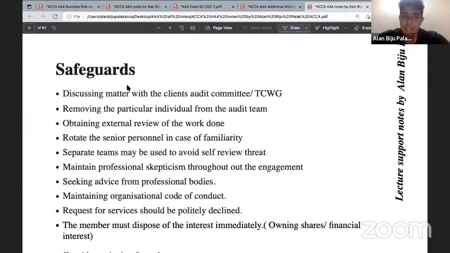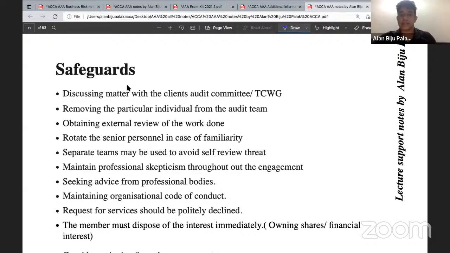So whatever may be the case, when you're having some difficulties or ethical threats, definitely you can talk about that with the client's audit committee and those charged with governance. If there are any issues that may affect a particular person, such as a familiarity threat or self-interest threat, we can remove that individual from the audit team. Whenever there is a risk of reducing the quality of the audit, we can obtain an external review of the work done.